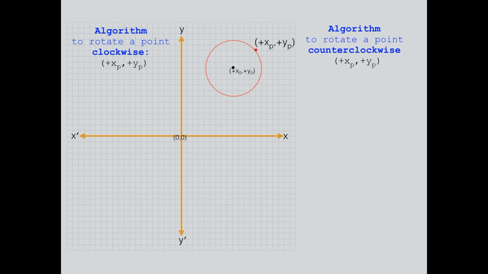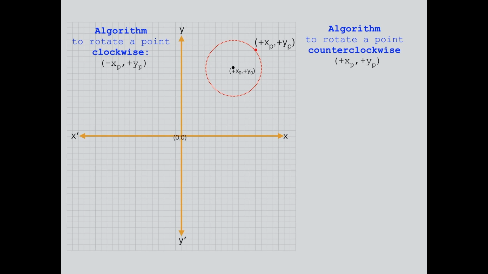But then we also label the black dot, and this black dot is what we want to rotate about. Now this black dot could be the origin, it could be where the black dot currently is, it could be any place or any location on this coordinate space. And we're going to label this black dot as XO and YO.